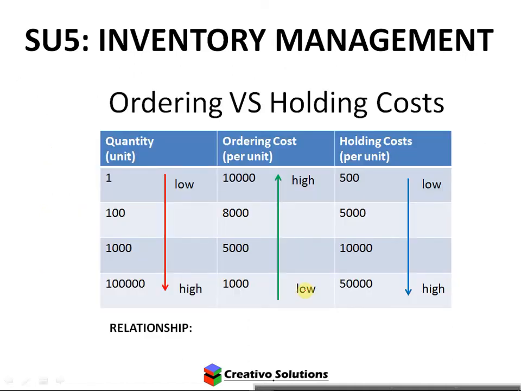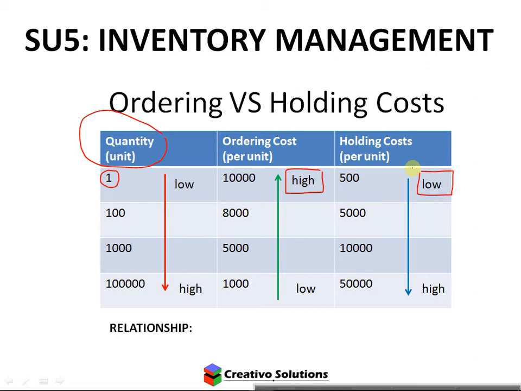So here's the theory. I've given you a table of values just to show what happens to each of the costs. Quantities here, I'm obviously increasing quantity. If I start with 1 unit, the ordering cost for 1 unit would be higher than the holding cost for 1 unit. That unit can be stored anywhere. It can be stored in the office, in the storeroom, it could even be stored on the vehicle.